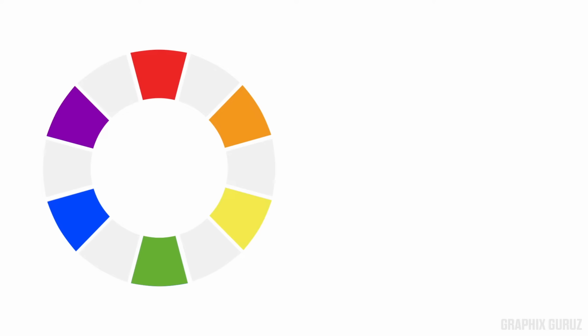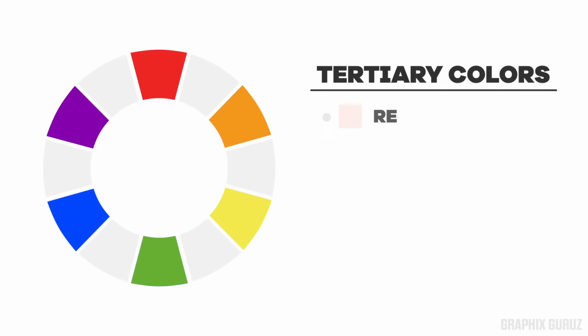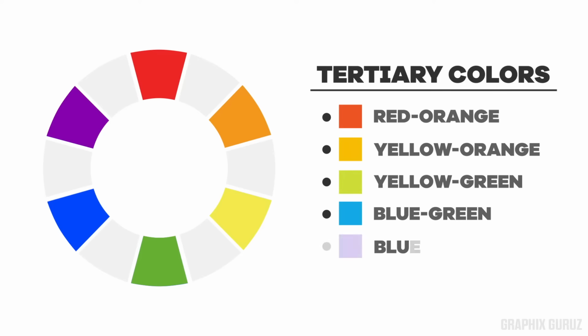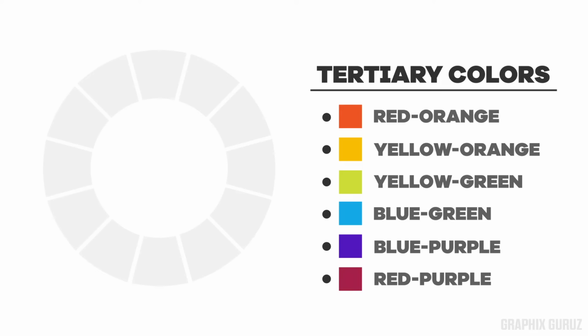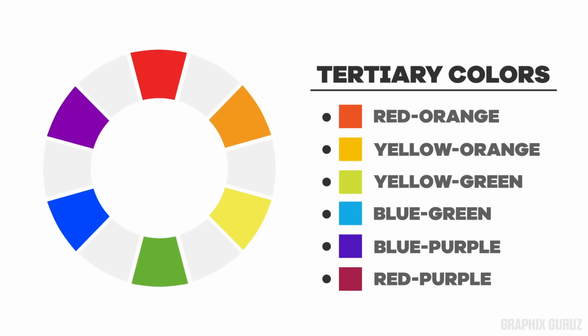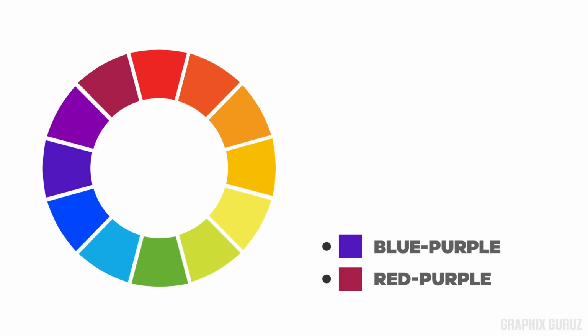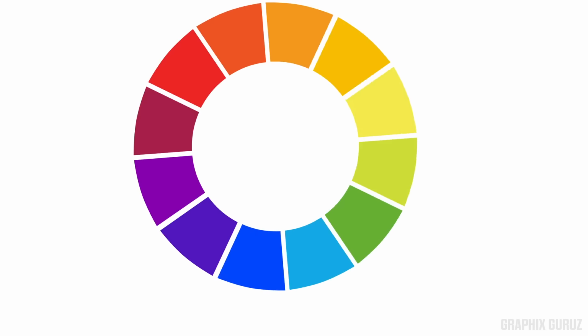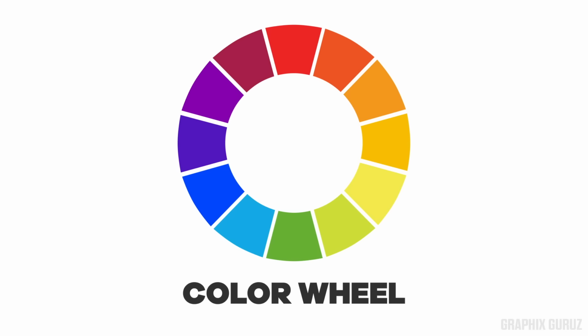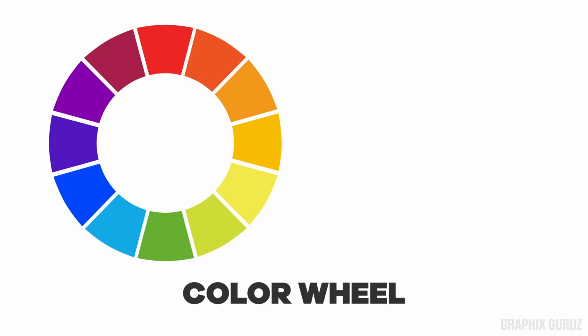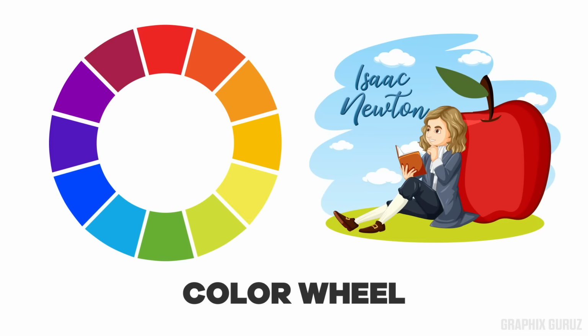Take it a step further and you'll get the tertiary colors. Tertiary colors are the 6 in-between colors, made when we mix one primary color with one of its nearest secondary colors. If we mix these colors together, we get even more in-between shades, like red-orange, yellow-green and so on. Altogether, they form what's called a color wheel. This color wheel was created by Sir Isaac Newton and helps us to understand how different colors work together.